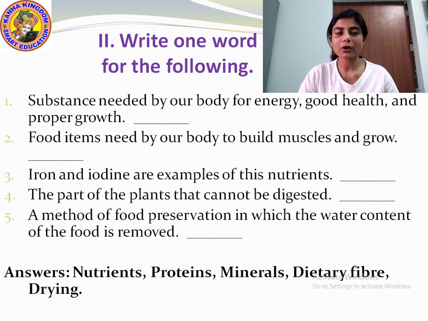N-U-T-R-I-E-N-T-S, nutrients, okay? Number two, food items needed by our body to build muscles and grow. It is proteins, P-R-O-T-E-I-N-S, proteins, okay? Then number three, iron and iodine are example of this nutrients, that is minerals, M-I-N-E-R-A-L-S, minerals.